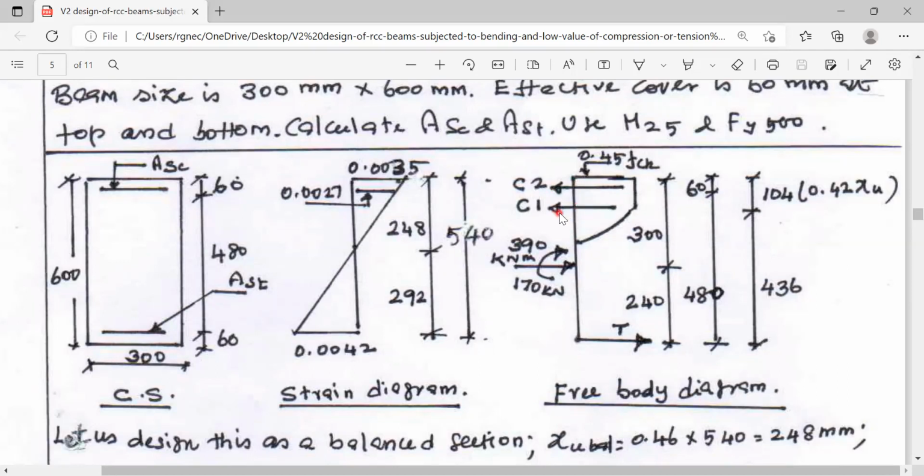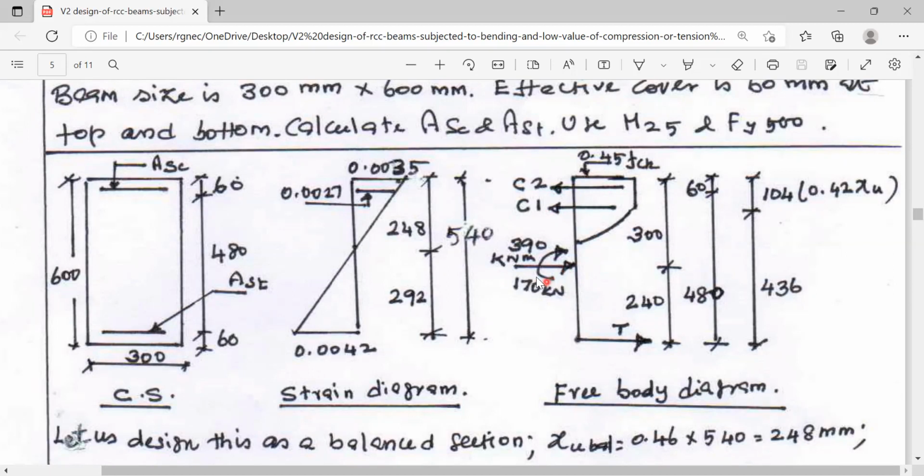C1 denotes the compression generated by the concrete. It is a rectangular cum parabolic stress diagram. Extreme fiber stress is 0.45 fck. C2 denotes the compression generated by the compression reinforcement. The external compression of 170 kN is acting at the mid depth of the section.